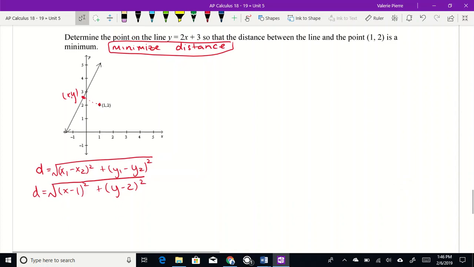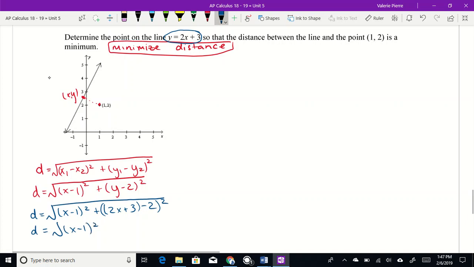So this problem is similar to the one above where we don't have to write a second equation because we're given a second equation. We know that y equals 2x plus 3. So we can rewrite the distance equation as the square root of (x minus 1) squared plus, since y is 2x plus 3, minus 2 squared. And we can simplify this, to get the square root of (x minus 1) squared plus (2x plus 1) squared.